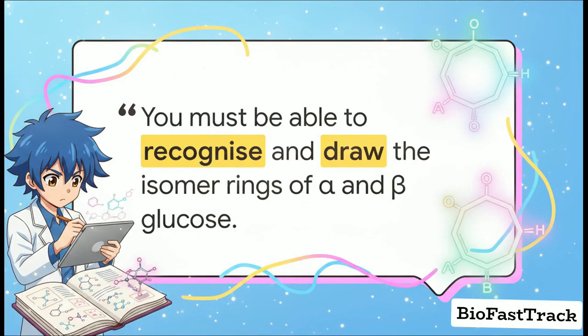Now listen closely to me here, because this is a massive exam trap. Consider this our high-yield corner for today. Board examiners, especially for Cambridge, absolutely love to test your ability to visually identify and literally draw these specific isomers from scratch. If you're in the exam hall and you accidentally draw the OH on carbon 1 on the wrong side of the ring, you're going to lose the mark. No way around it. So burn that visual into your memory right now.